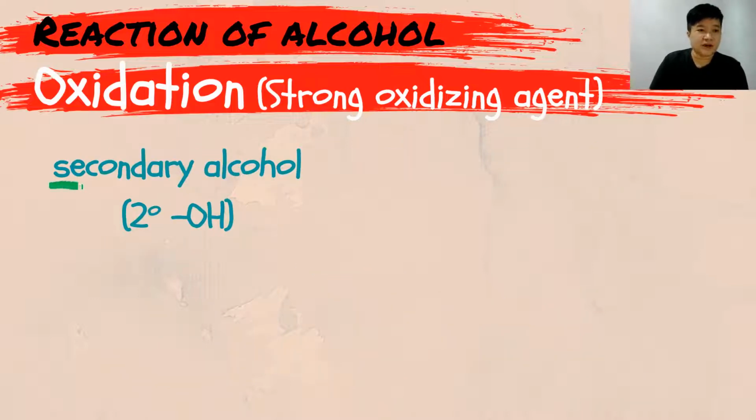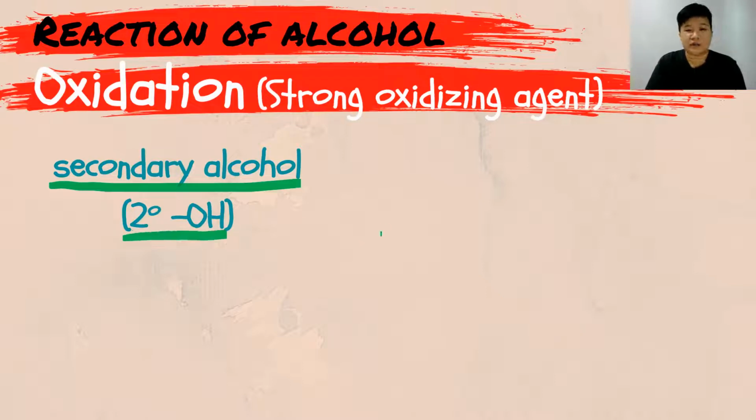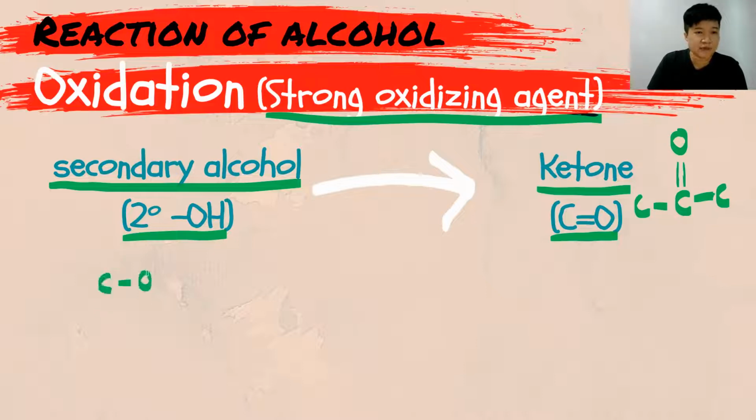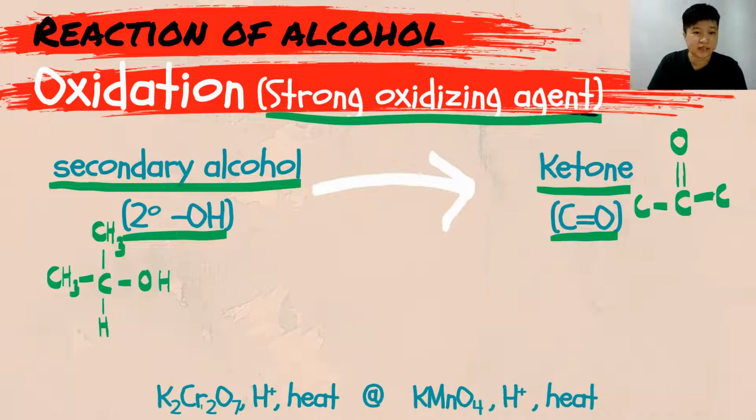Next, what happens when you have secondary alcohol? When you have secondary alcohol undergo a strong oxidizing agent process, you will form ketone. You will form a C double bond O. Bear in mind, ketone means C double bond O sitting in between carbon. That is your ketone. So let's take a look at your secondary alcohol. The example of secondary alcohol that I can give to you over here is this, a very simple secondary alcohol. And when this undergoes a strong oxidizing agent, for example, K2Cr2O7, H plus, heat.